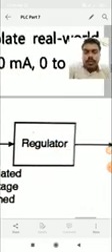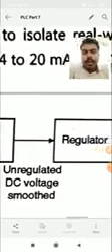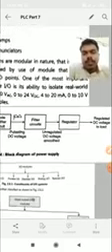Okay, and the regulator is connected, which regulates and keeps the voltage at a constant voltage. Regulated DC voltage is given to the load. So this is the normal power supply. Basically 230 volt is taken, right?